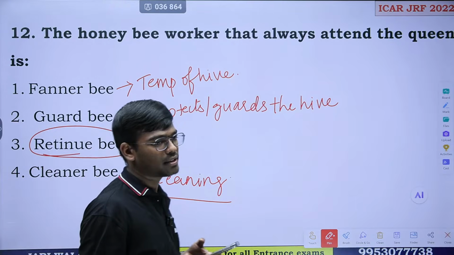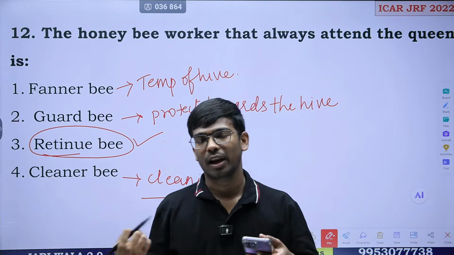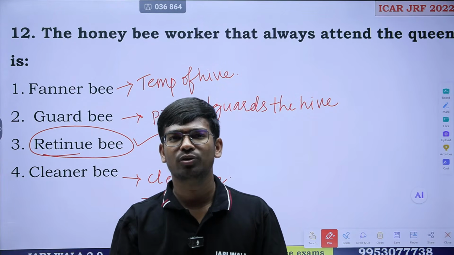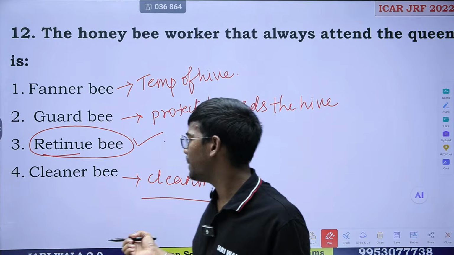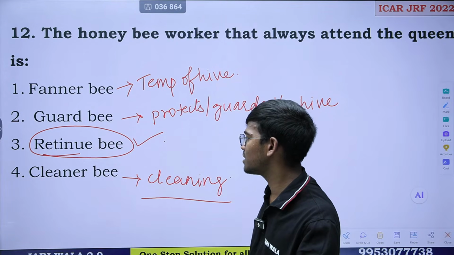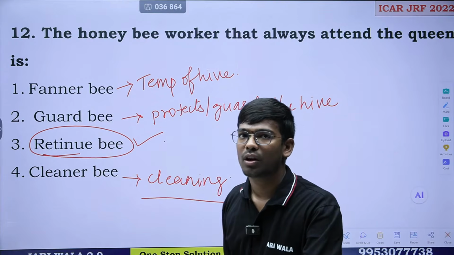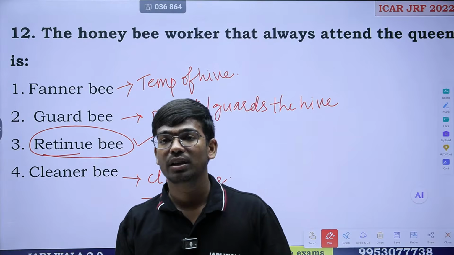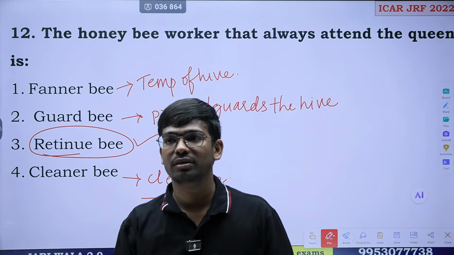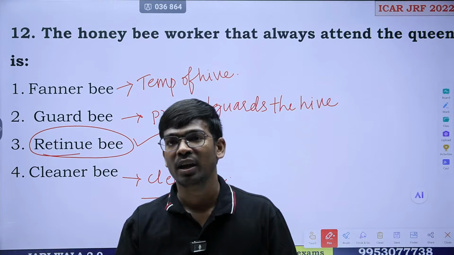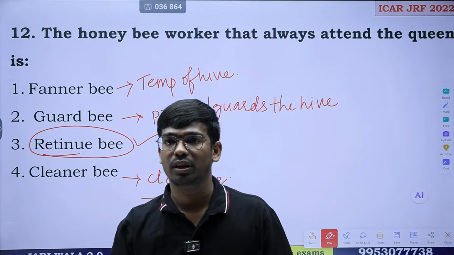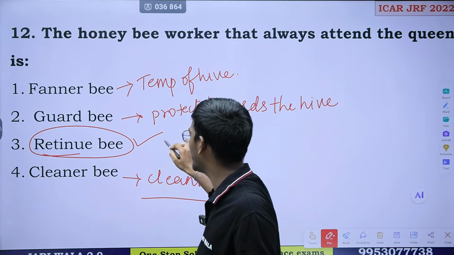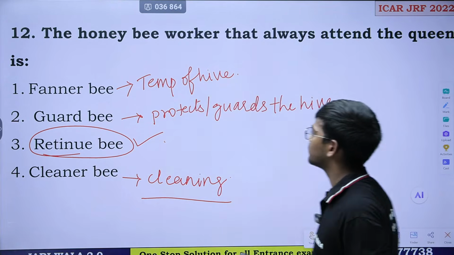Usually what the retinue bee does is, along with the queen there will be one group, and that group is called retinue bees, usually 7 to 8 bees. They pick up the pheromone released by the queen. That pheromone is distributed all throughout the colony. That's why the queen is able to maintain it. If the queen is not able to produce that pheromone, we can see colony collapse disorder. So the option here is retinue bee.